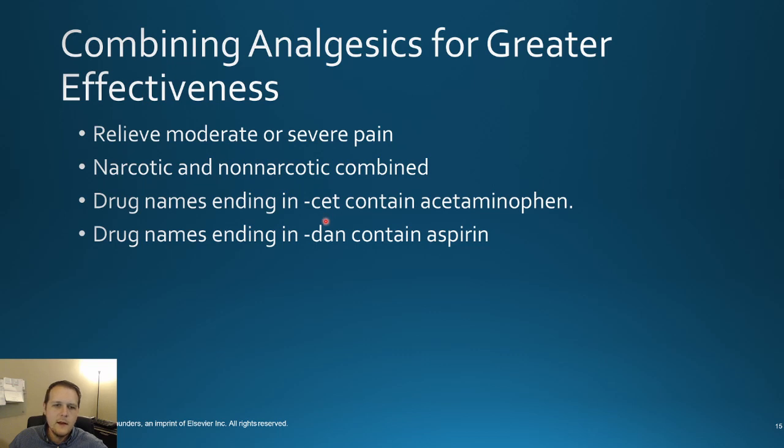Just note that anything ending in CET contains acetaminophen, like Percocet or Fioricet. Anything ending in DAN usually means it contains aspirin, like Percodan. You want to know that, so if you see a patient who's taking one and it's listed as a brand name, you know exactly what they're getting. That way you don't give them any additional Tylenol or any extra aspirin, because that could lead to toxicity issues.